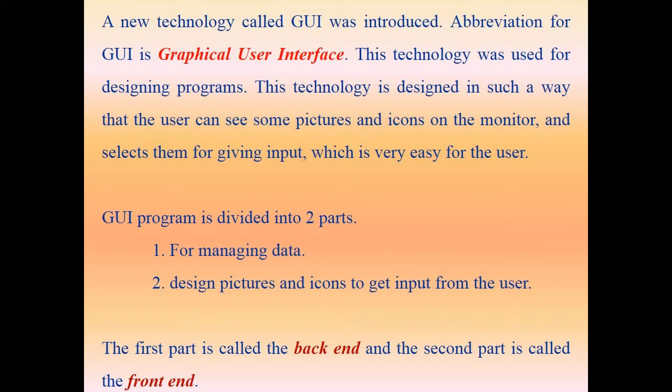Then a new technology called GUI was introduced. The abbreviation for GUI is Graphical User Interface. This technology was used for designing programs. Using this technology, the program was designed in such a way that the user can see some pictures and icons on the monitor and select them for giving input, which is very easy for the user. A GUI program is divided into two parts. 1. For managing data. 2. Design pictures and icons to get input from the user. The first part is called the back end and the second part is called the front end.